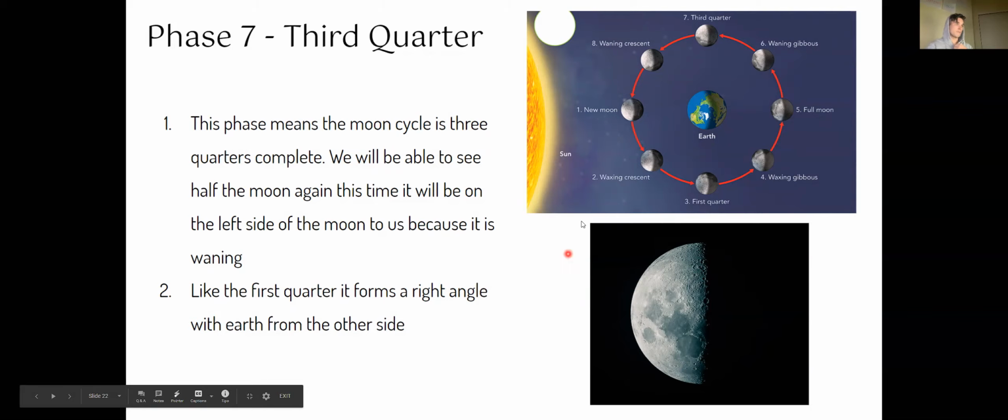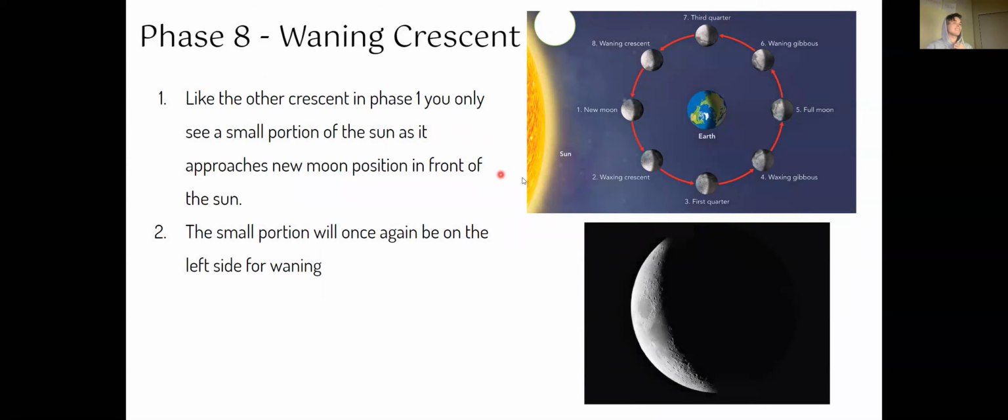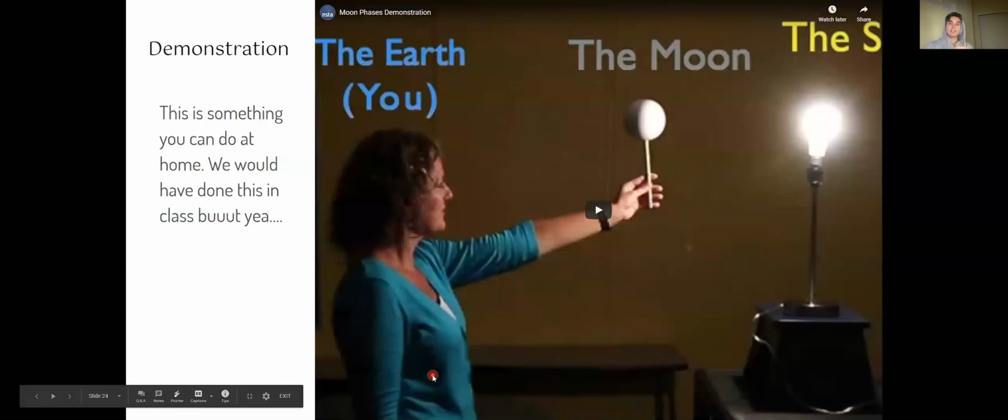It's getting smaller. And last but not least, phase 8 is once again a crescent, but it's on the other side. It's on the left side. That's the only way you're going to be able to tell the difference between the crescents, the quarters, and the gibbouses, which side is it on. Left, waning. Right, waxing. All right, and then after that, it goes right back into new moon and starts all over again.